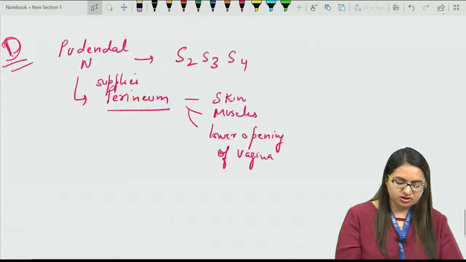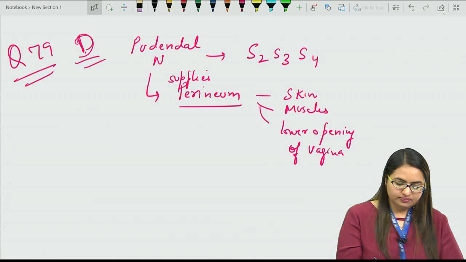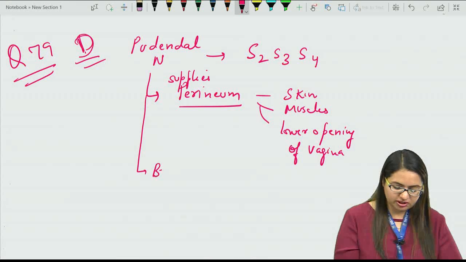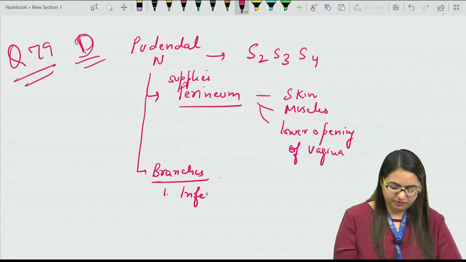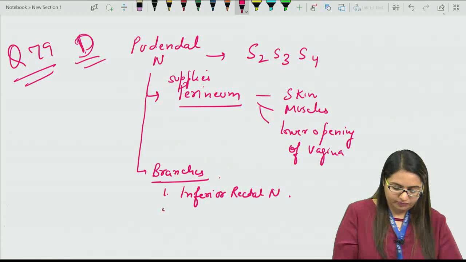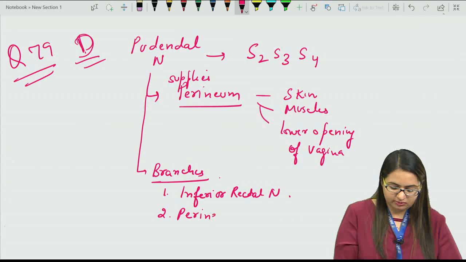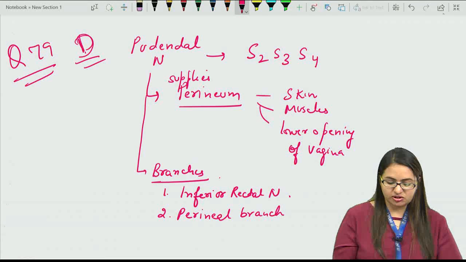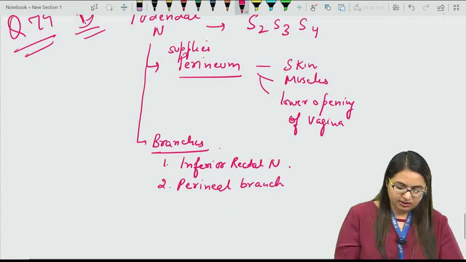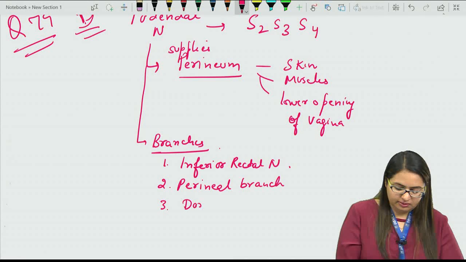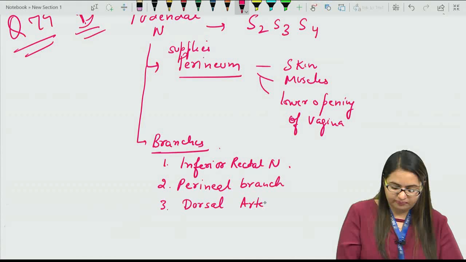So it is supplying all these structures of the perineum. The various branches given by this are the inferior rectal nerve, then a perineal branch. Now this perineal branch is the one which is actually supplying the lower part of the vagina, and apart from that, the dorsal artery of the penis or the clitoris.